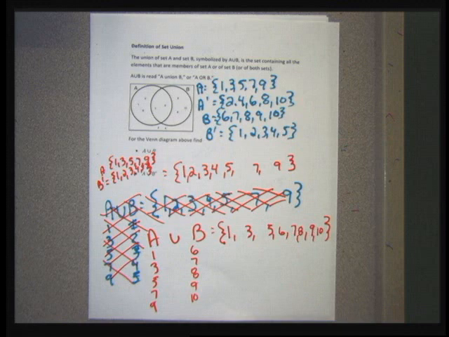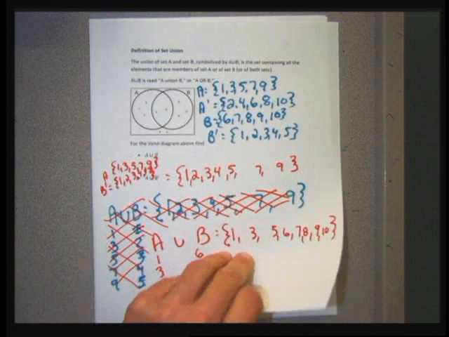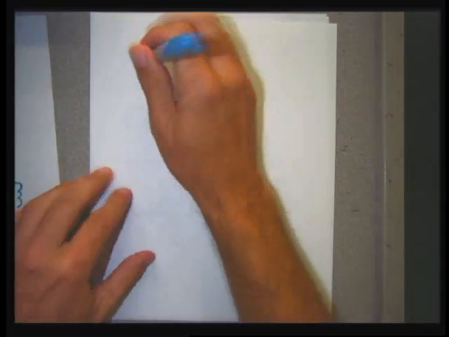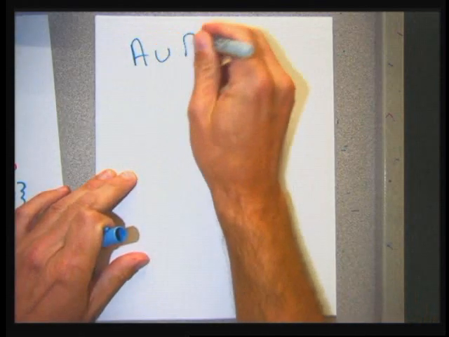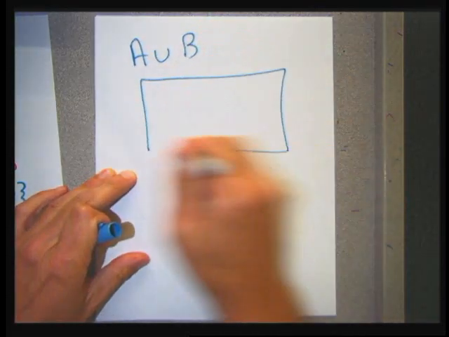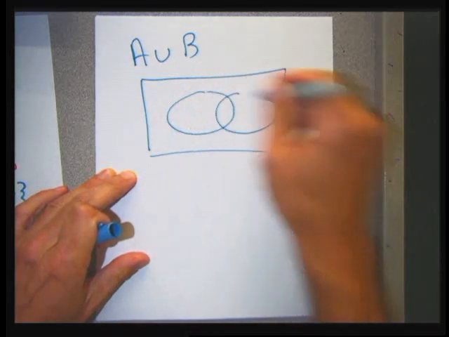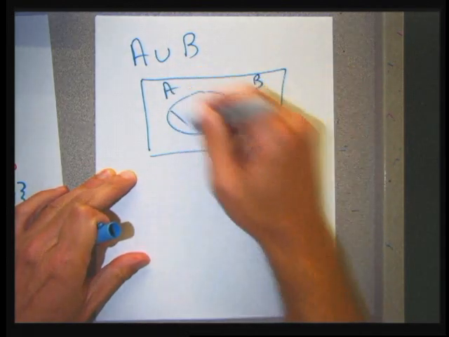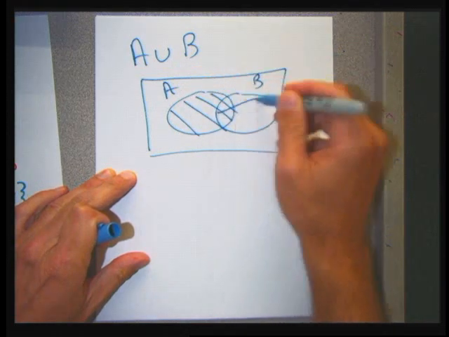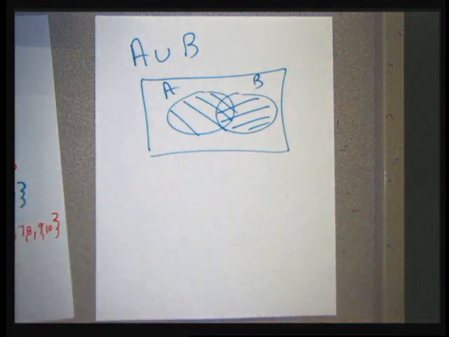Pictorially, it's both pictures combined. So if I want to find A union B, it's any number that's in the A circle, in the B circle, or in both the A and the B circle. So if I wanted to show the pictorial representation of A union B, it's anything that's in either the A circle, the B circle, or the overlapping section of the circles. So pictorially, A union B is anything that's in either circle.